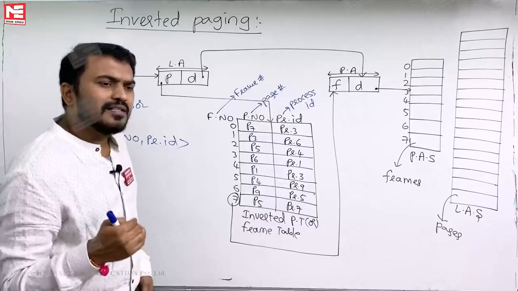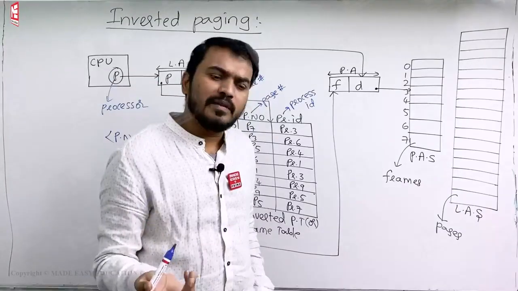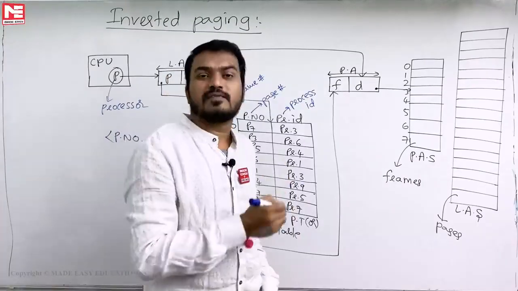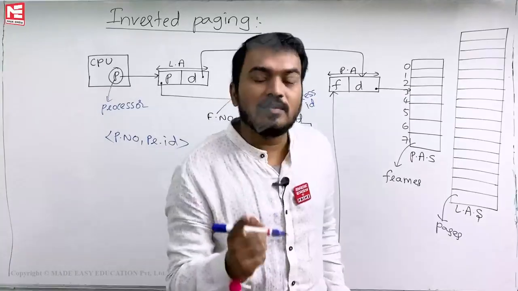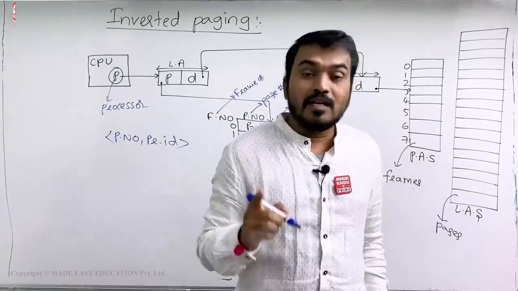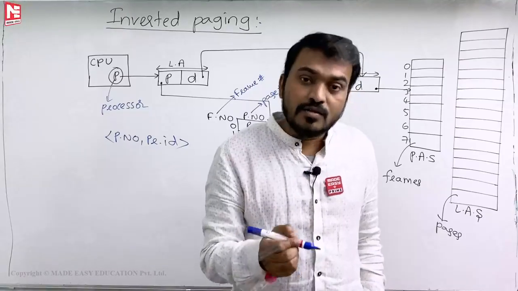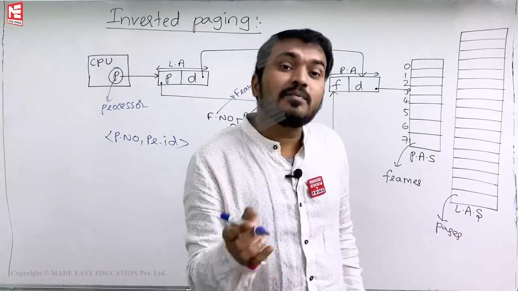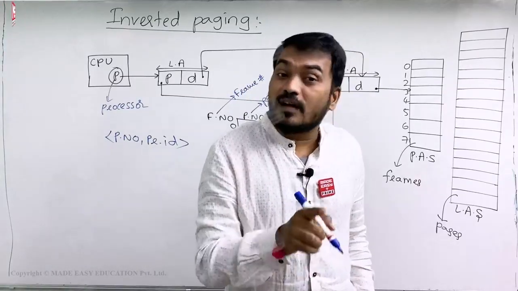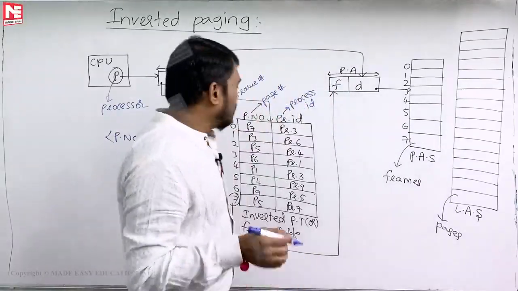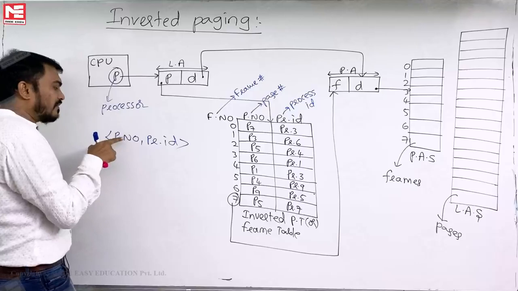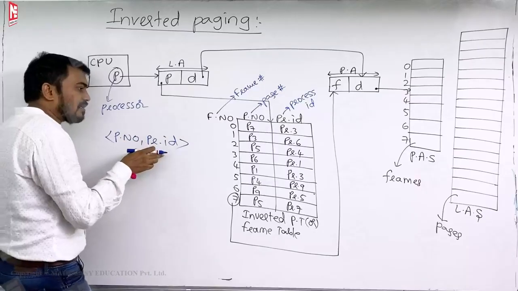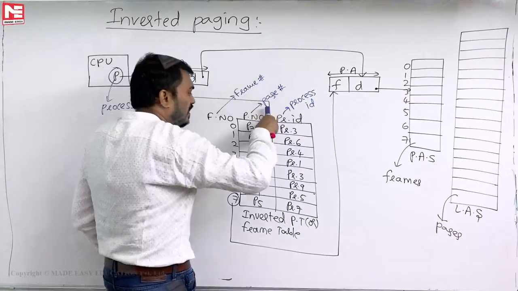All the details of the process will be available in the PCB. Remember, the CPU will execute only one process at any point of time. So whichever process it is executing, it will take the corresponding process ID from the PCB, and along with the page number, it will add the process ID. With both parameters, we are going to search in the inverted page table.